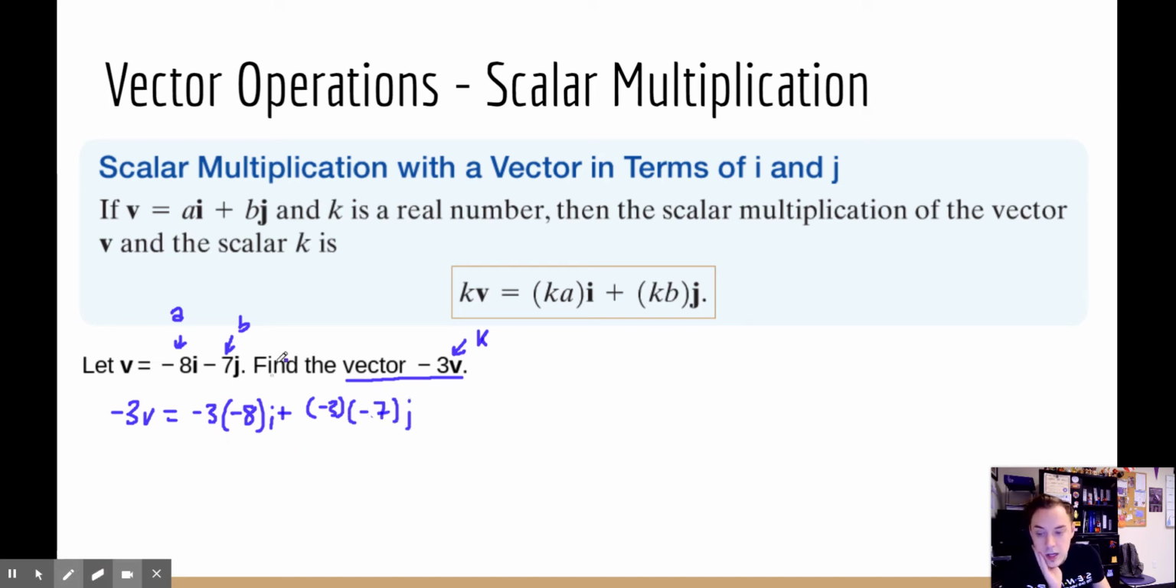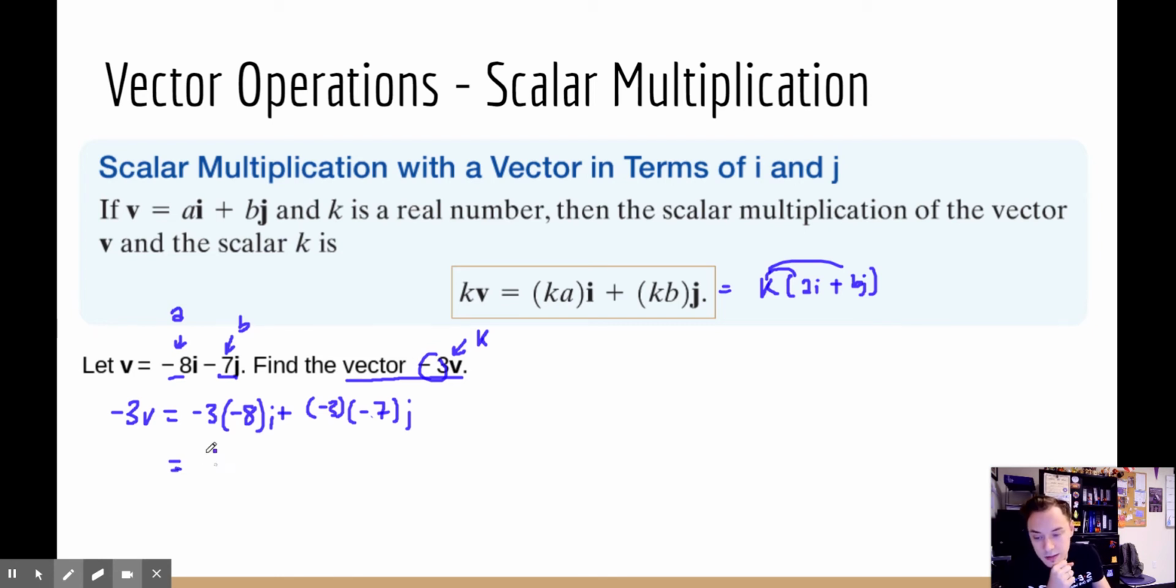For my j, I basically multiply that negative 3 to both of my terms. So basically like distributing it out. I mean, that's really what it is. You can rewrite this in just saying k and then ai plus bj. You can really write it that way if you wanted to, and you're just distributing it out. That's it. So basically you're just blowing it up, making it bigger.